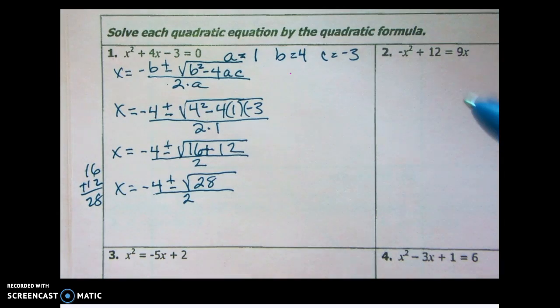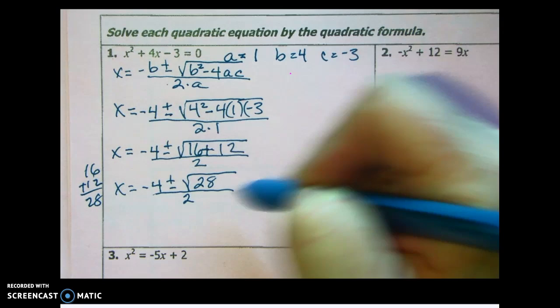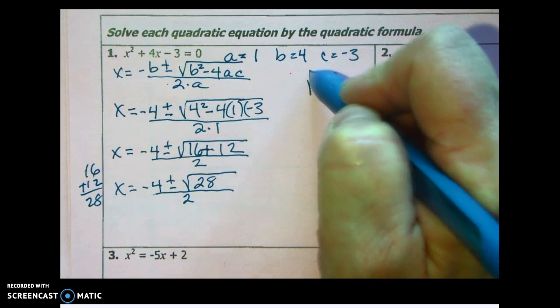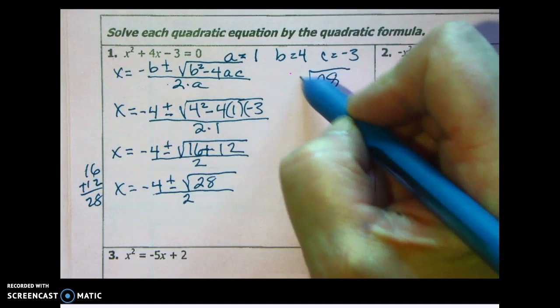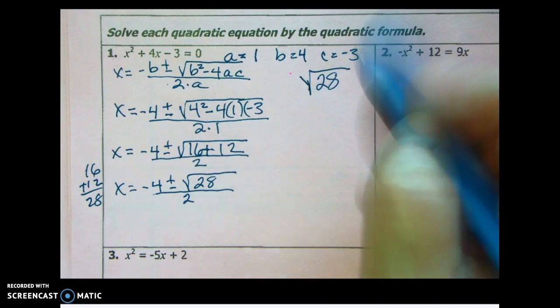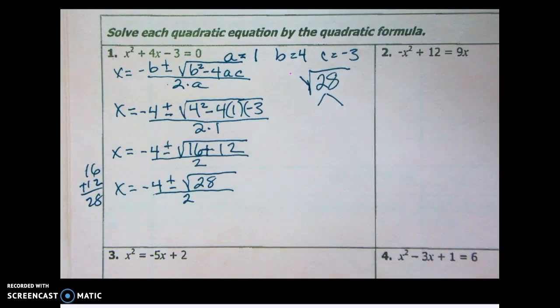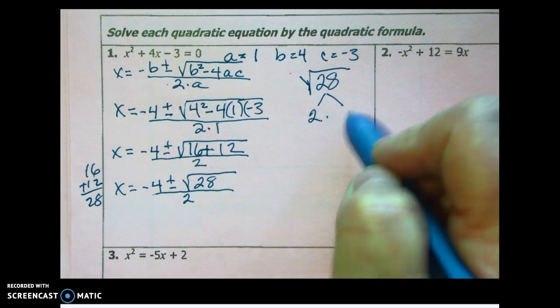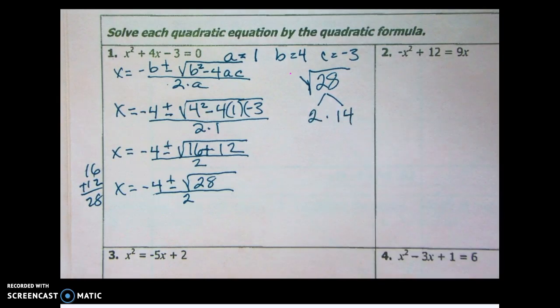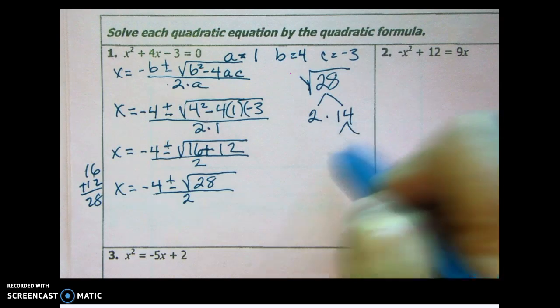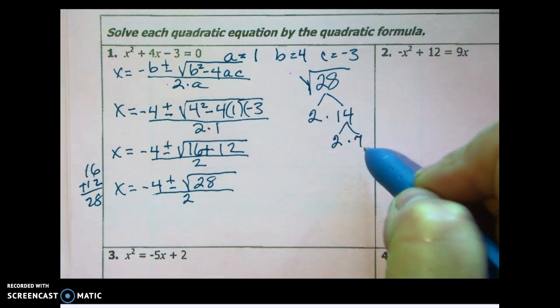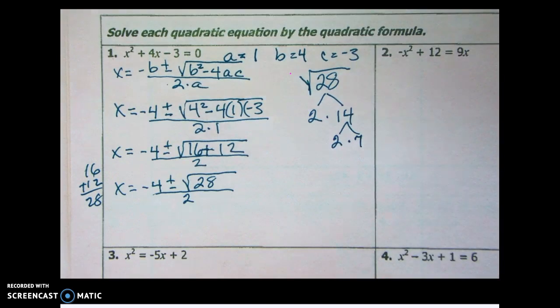Okay, so the hockey stick method says that I start with the number that I have to reduce, 28. And remember, it's the square root of 28, so it's under the radical. I start dividing by 2. If I can divide by 2, I divide by 2 first. So 2 times what is 28? 14. Divided by 2 again. 2 times what is 14? 7. I've gone as far as I can go, right?